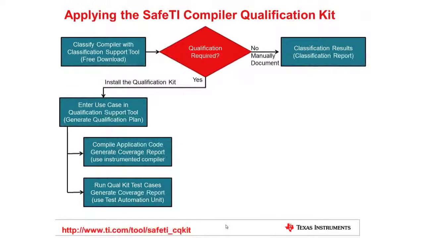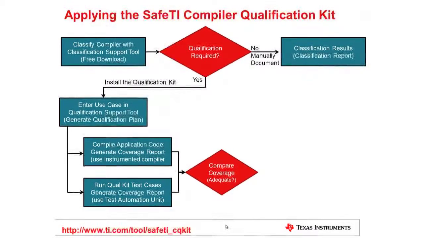The next step is to run the validation tests against the compiler based on the use case you entered in the QST. The QST outputs a test list based on the features you selected. The tests include the ACE SuperTest qualification suite and other TI compiler validation test cases. All tests are run using the test automation unit, or TAU, which will also generate a code coverage report.